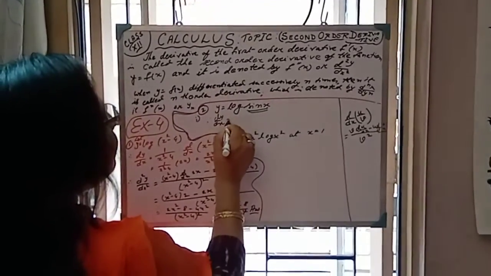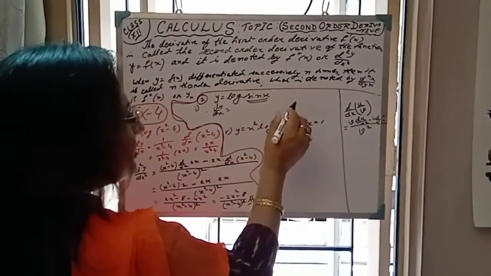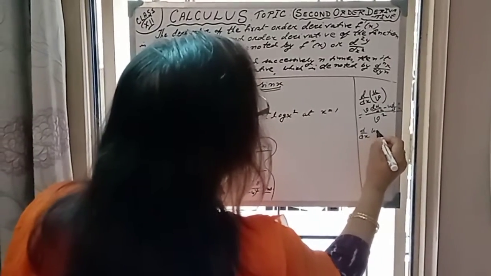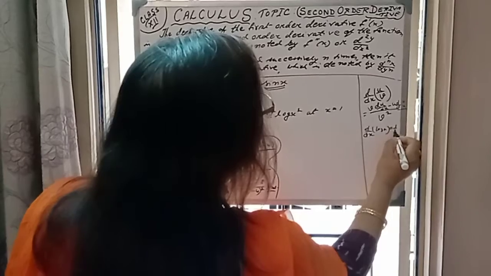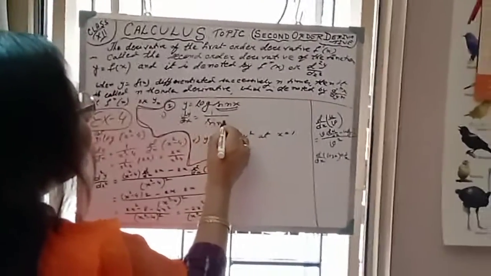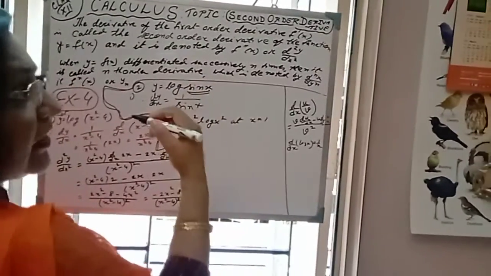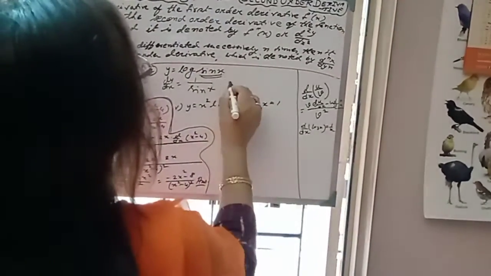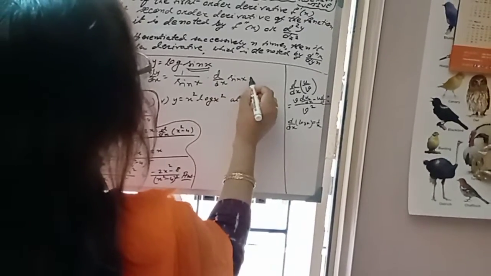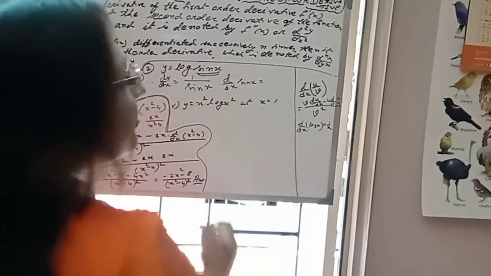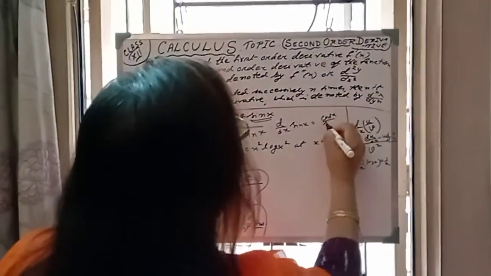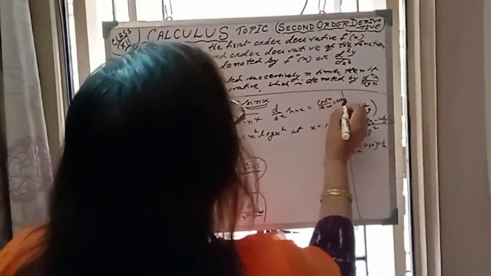dy/dx will be d/dx of log x, which equals 1 by x. So what we will write? 1 by sin x. But exactly x is not there, so again we will apply the chain rule, into d/dx of sin x. Which gives us 1 by sin x, and d/dx of sin x equals cos x. So it is coming cos x by sin x, which is equal to cot x.